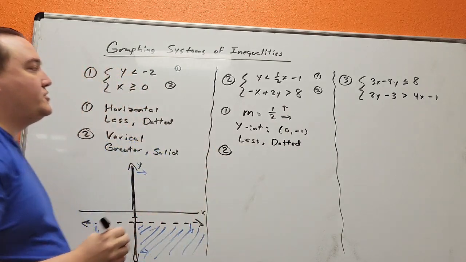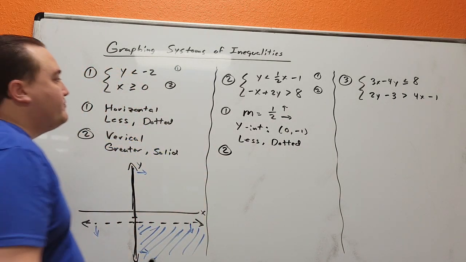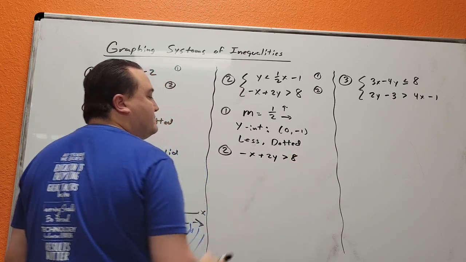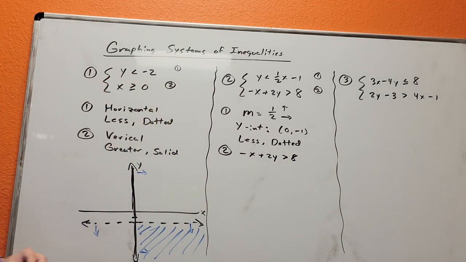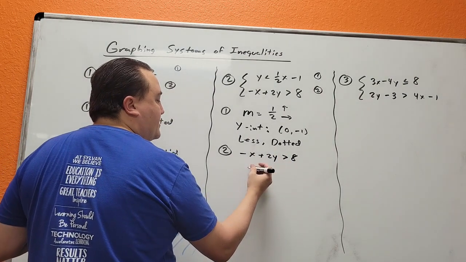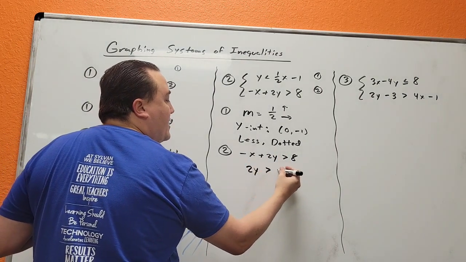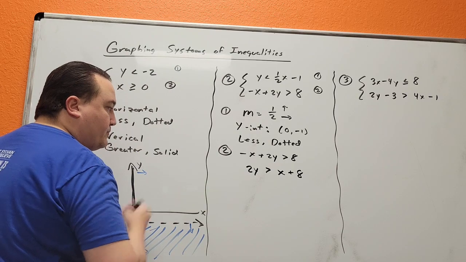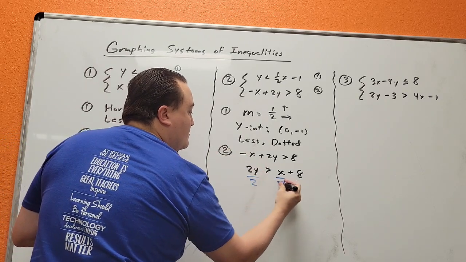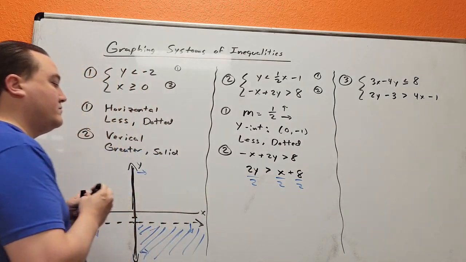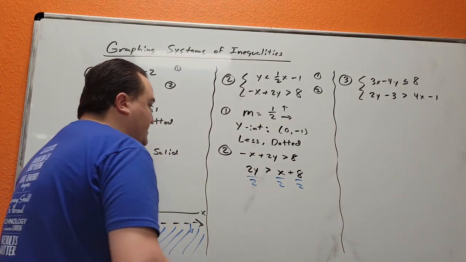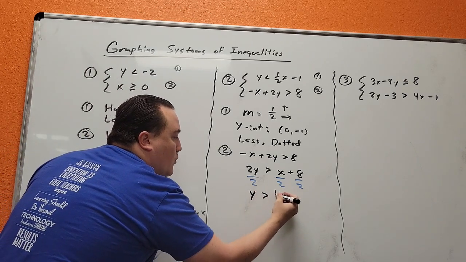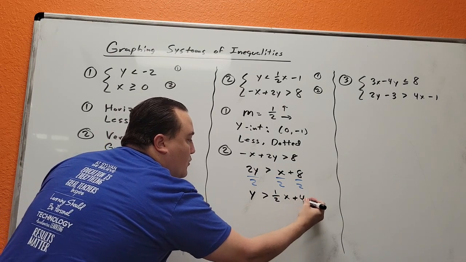Equation 2, we have a little bit to do because we have to solve the equation. So -x plus 2y is greater than 8. We're going to add x to the other side, so we can say 2y is greater than positive x plus 8, and divide each by 2. I'm not going to list the information for this one, we're just going to graph it because I am running out of room. So we got y is greater than 1/2 x plus 4.